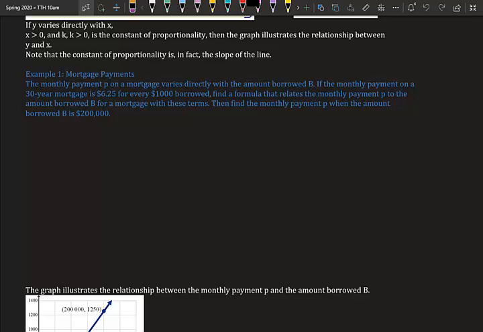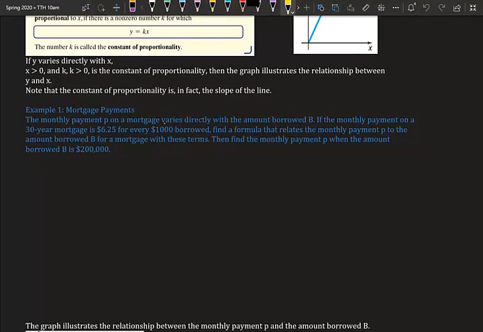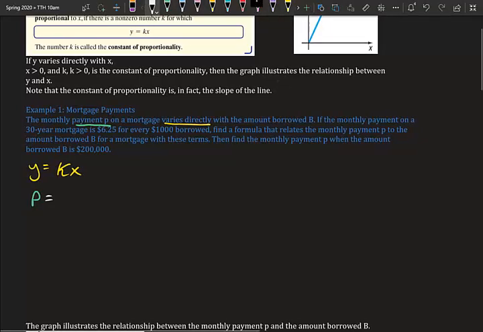So how do we know if it's varies directly or indirectly? There's one key term. It says varies directly. So because it says varies directly, we know we're going to be using y equals k times x, but instead of y, it's P equals k. There's always the constant. It's always a k. Times B. How do we know it's B? Because it's payment varies directly with borrowed.